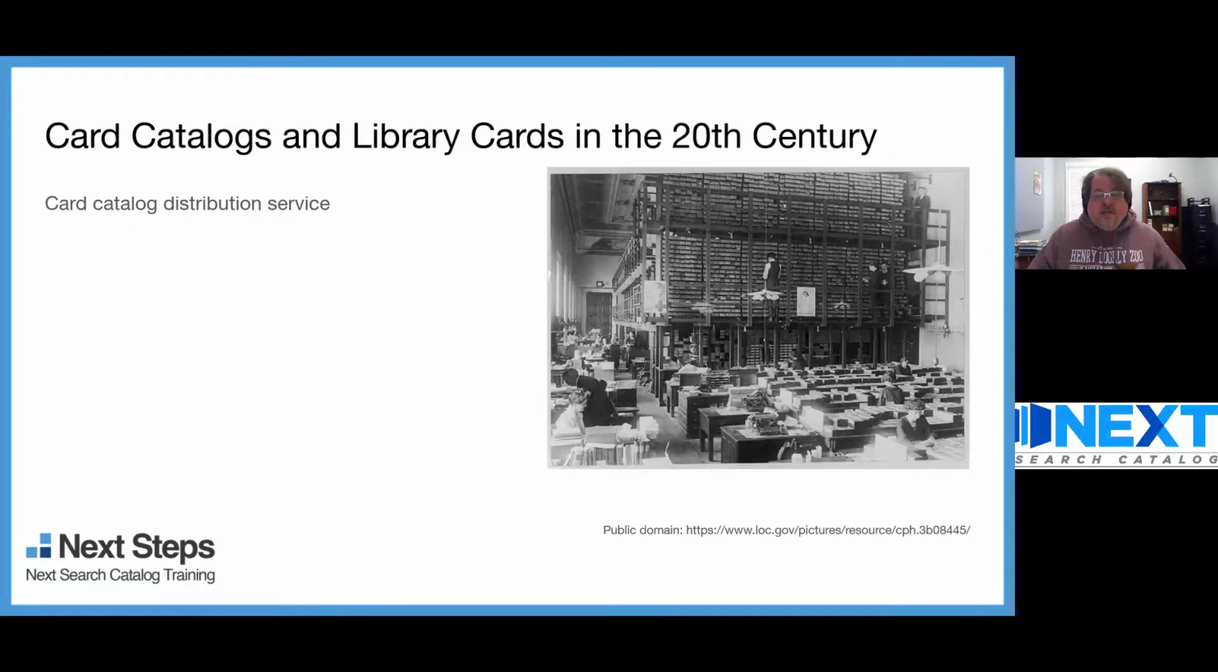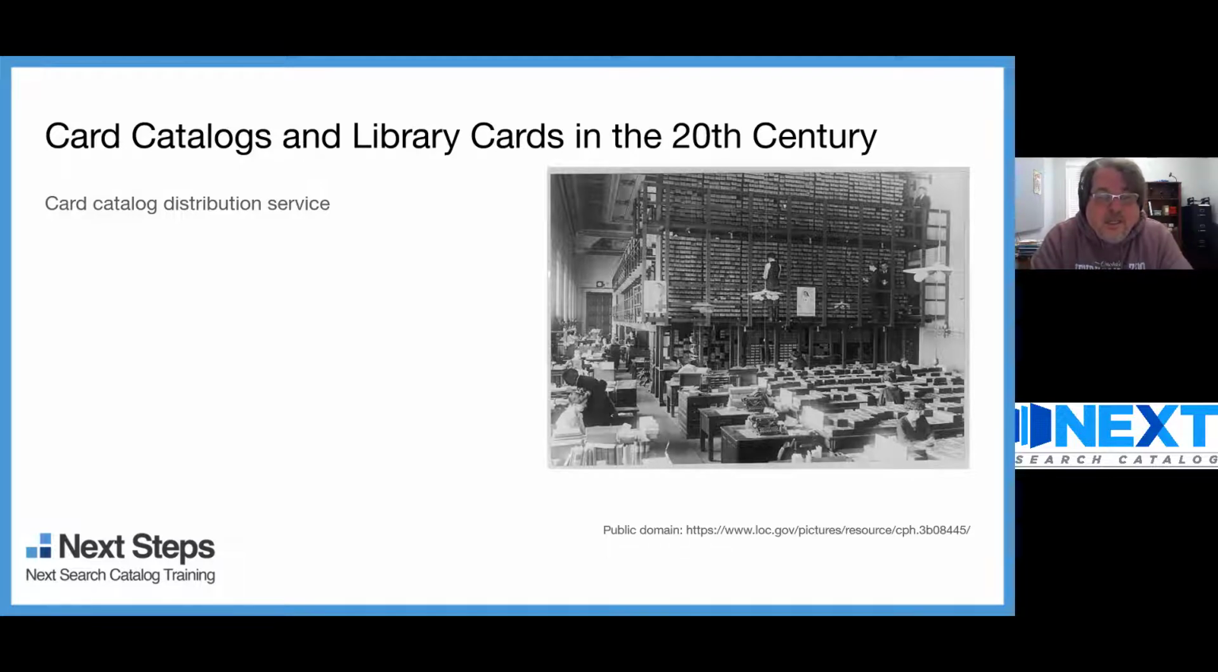The Library of Congress had another service too. This is a picture from the catalog distribution service operated by the Library of Congress. You could subscribe to catalog cards from the Library of Congress. At your library, you would buy books in January and February and March. And at the end of March, you would send a list of what you'd purchased off to the Library of Congress, and they would print off the cards to go with those books. And then they would mail them off to you.